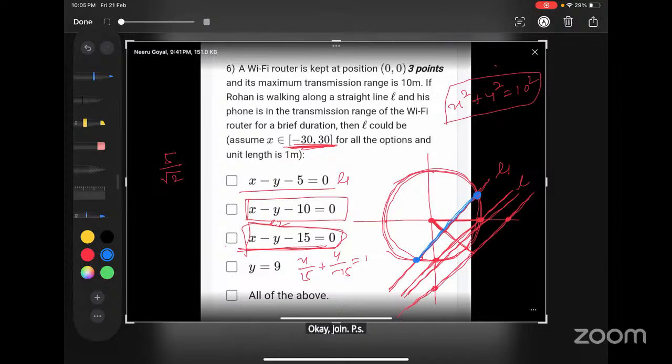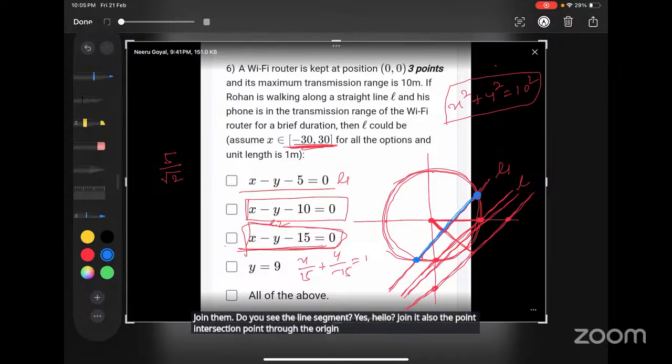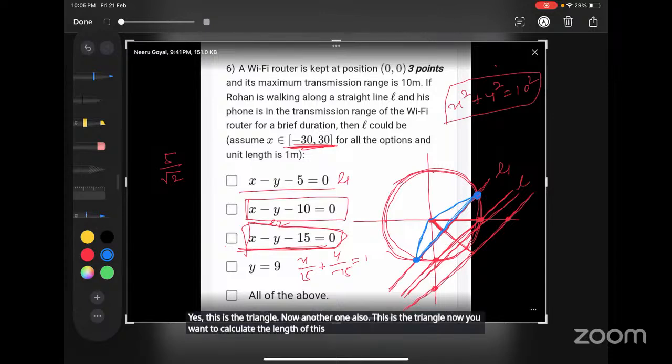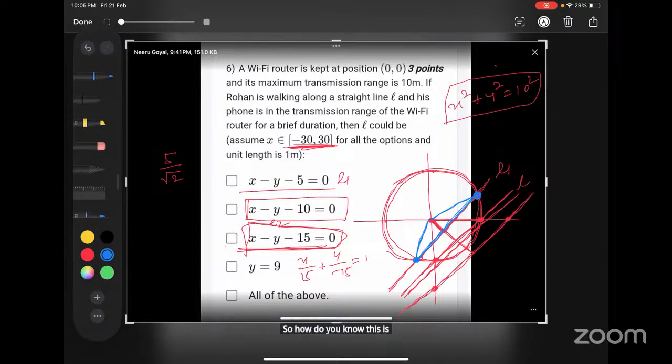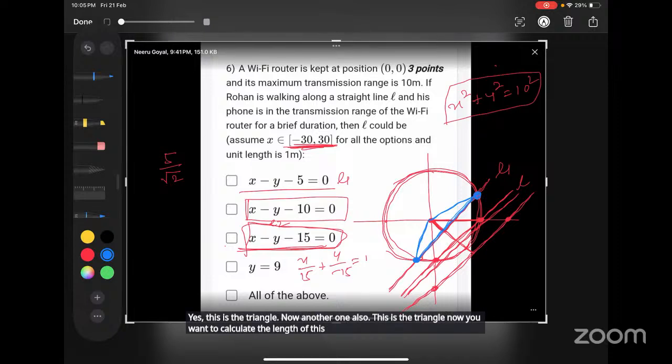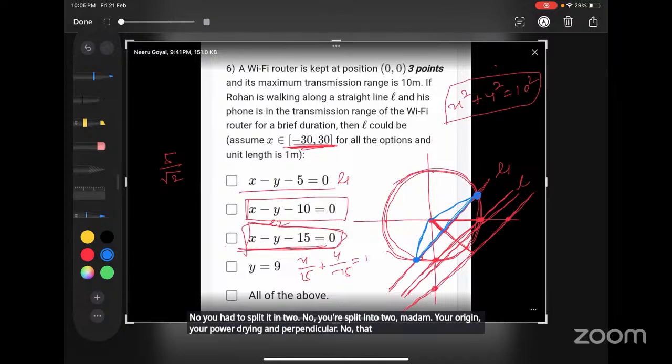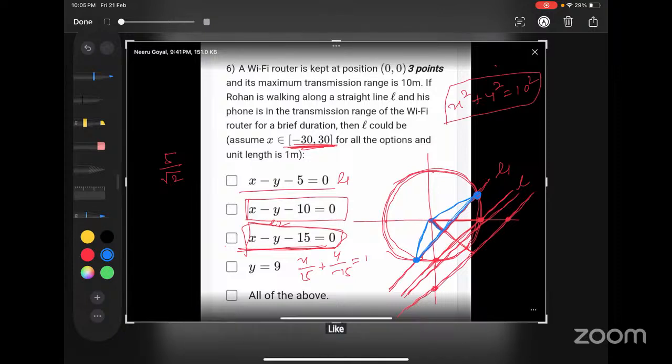Join the intersection points through the origin. This would be a triangle. Yes, sir, this is the triangle. Now another one also. Now you want to calculate the length of this. So how do you know this is a right angle triangle? You have to split it into two. See, from the origin you draw a perpendicular, so that one point will be there. Like that, two right angle triangles will come.